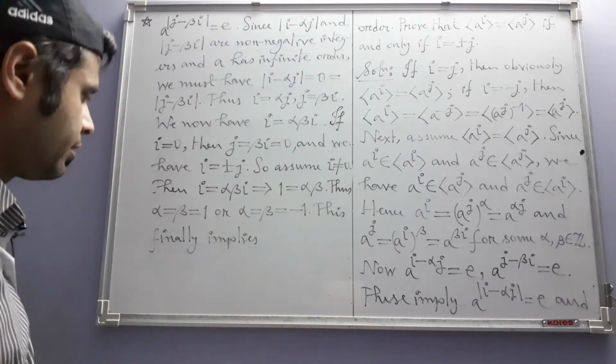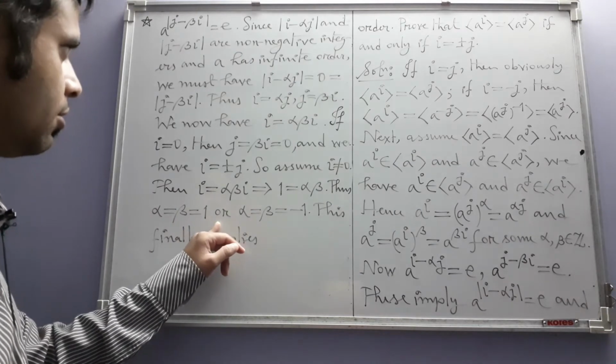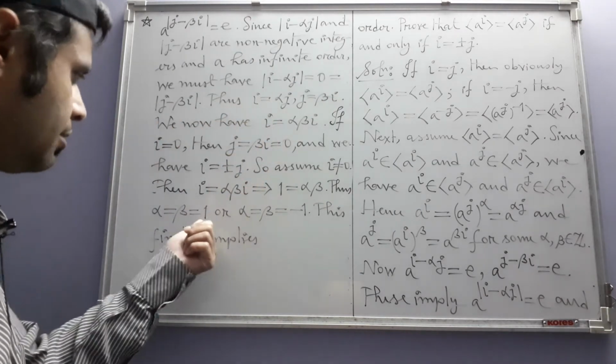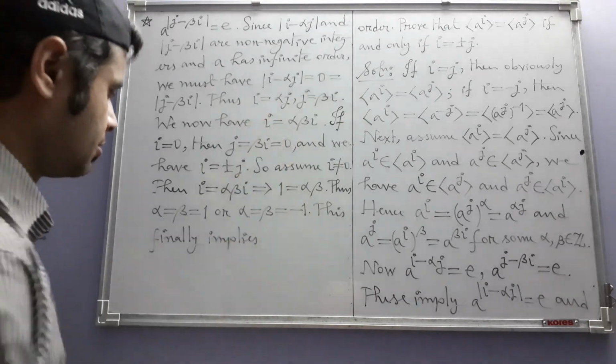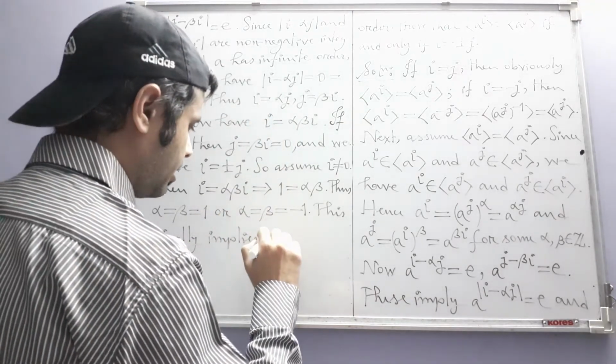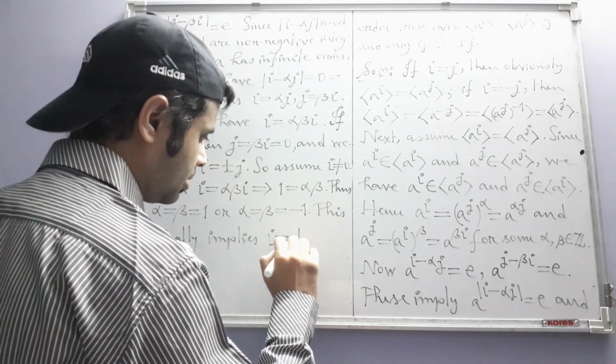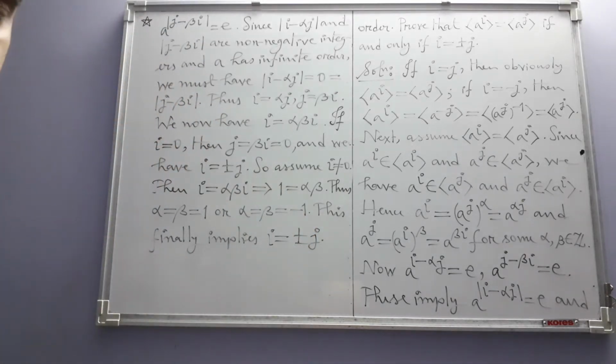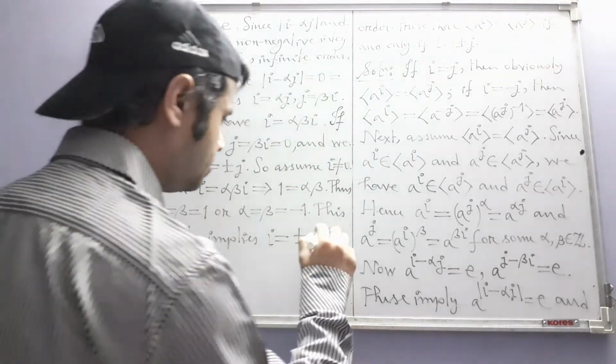This finally means that either alpha is 1 or alpha is minus 1. So that means either i is j or i is minus j. So that is the solution in its entirety.